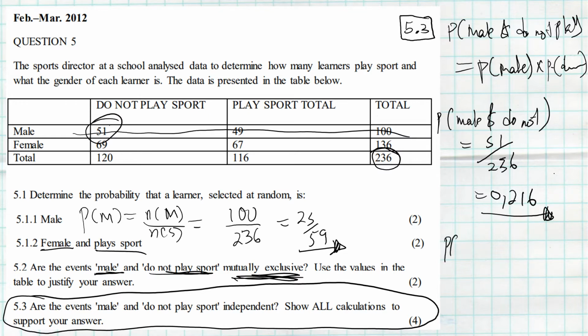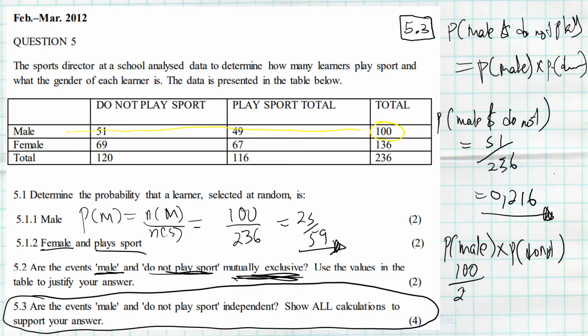Let's calculate the probability of male and multiply it with the probability of do not play, right? So for the probability of male, how many total males do we have? We have a total of 100 of them. So it's going to be 100 out of 236. We multiply with the probability of do not play sport. It's this column here, and its total is 120 out of the whole total of 236, right? So you just multiply the two and we get the answer.